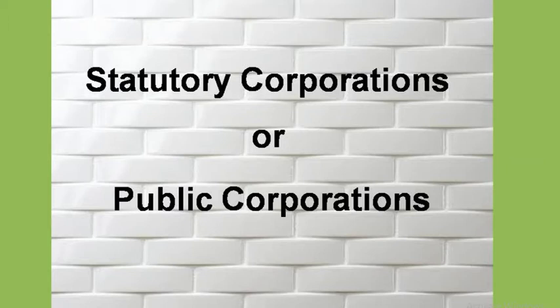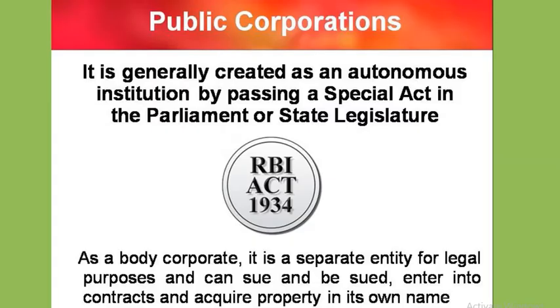The act defines its functions and powers, rules and regulations governing its employees and its relationship between government departments. It is generally created as an autonomous institution by passing a special act in the Parliament or state legislature. As a body corporate, it's a separate legal entity for legal purposes and can sue and be sued, enter into contracts and acquire property in its own name. It's having a perpetual succession and a common seal.